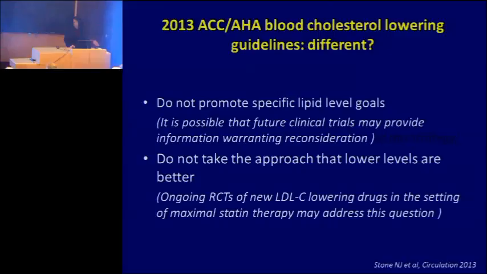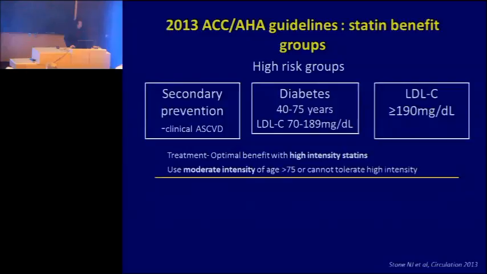So the 2013 ACC/AHA guidelines, which is now widely used in primary care clinics, identified four different groups of individuals who benefit from statins.